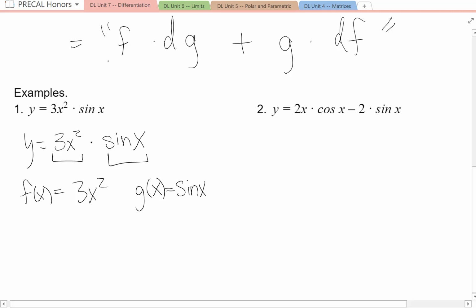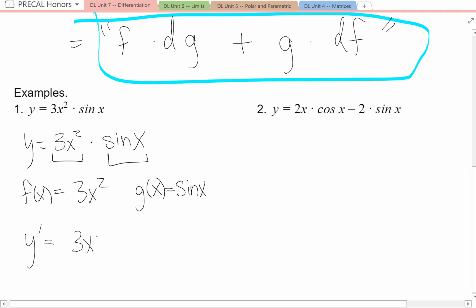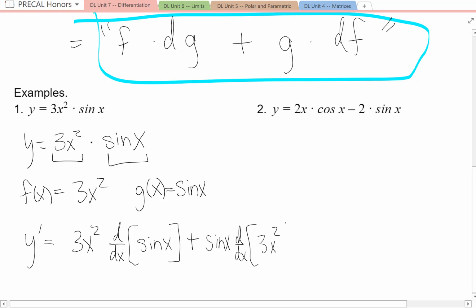Now remember, 3 times x squared, that's just a constant times a function, so that's not another function or anything. So now we're going to use the product rule. F dg plus g df. So y prime would be the f function times the derivative of the g function plus g df. So plus the g function times the derivative of the f function, 3x squared.